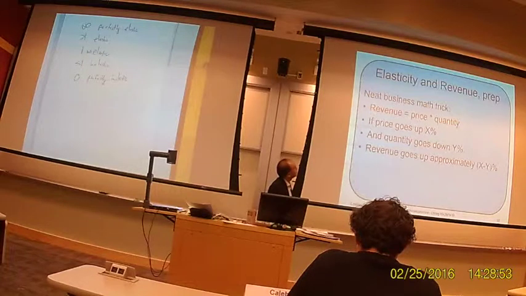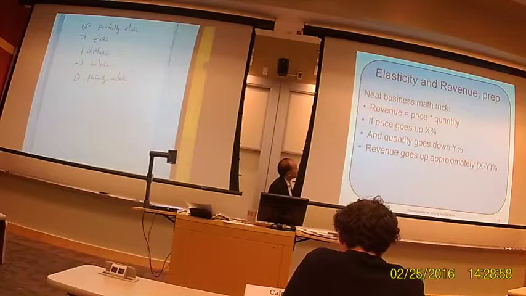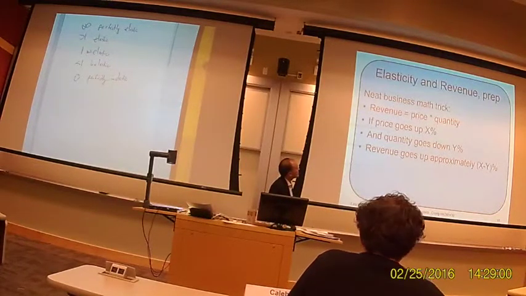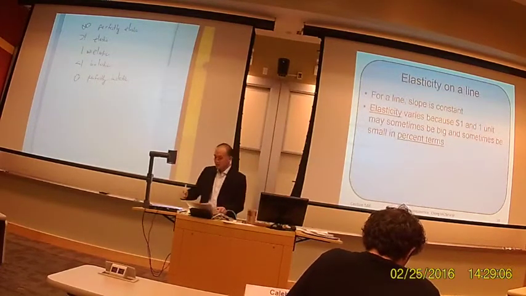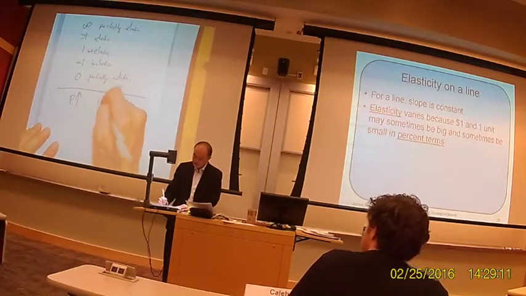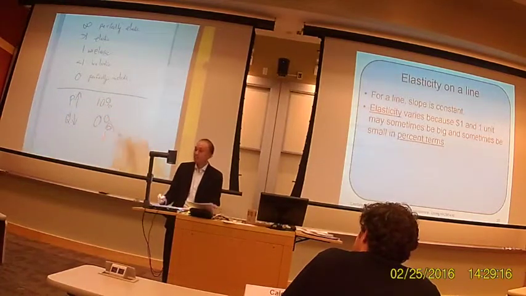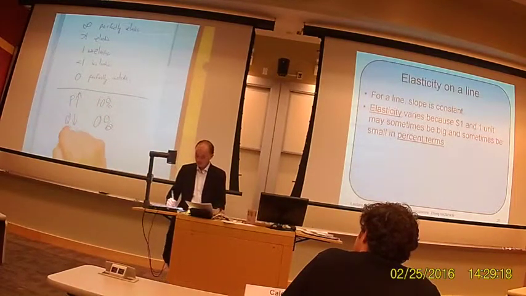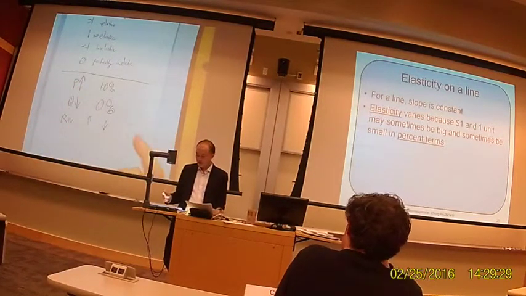Elasticity and revenue. You're going to do this a lot during the Friday discussion, so I'm not going to go through this, except to say, if price goes up 10% and quantity goes down 0%, which way does revenue go? Is it up or down? Up, okay? Not a trick question. Selling the same number of units at a higher price, it's going to go up.